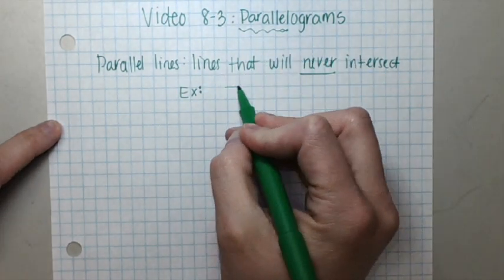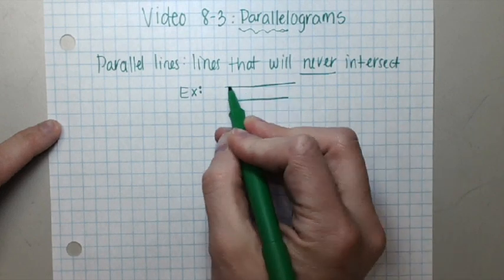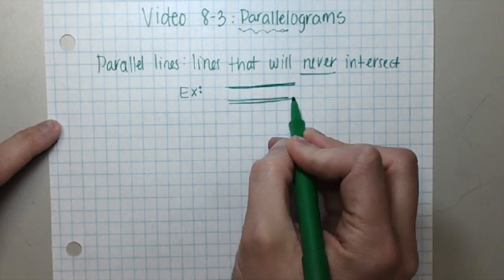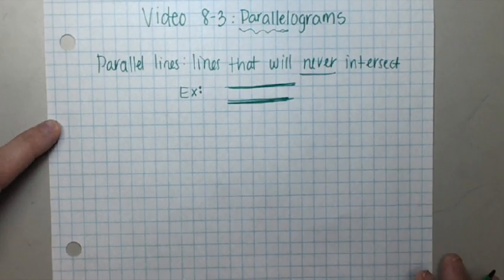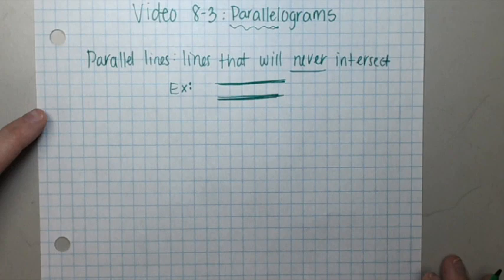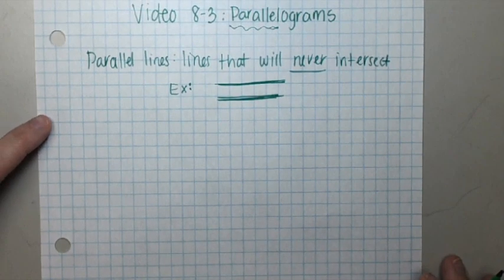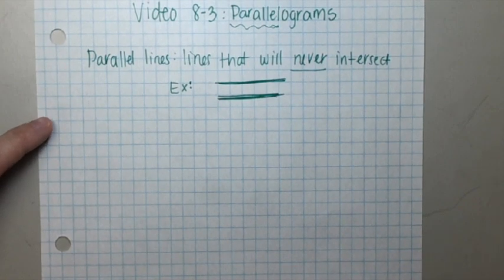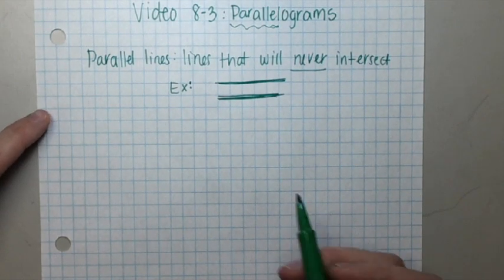Okay, this is what it would look like. They're lines that run across from each other, next to each other, but they never will intersect. Okay, and a real life example of that would be railroad tracks, something along those lines. Alright, let's look at a couple examples of what a parallelogram you might see would look like.